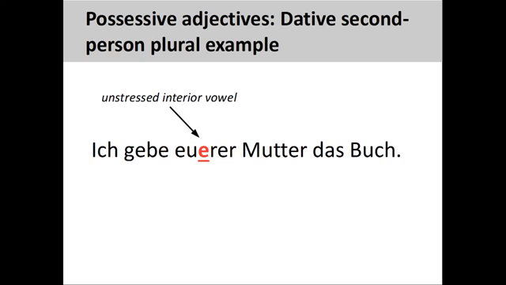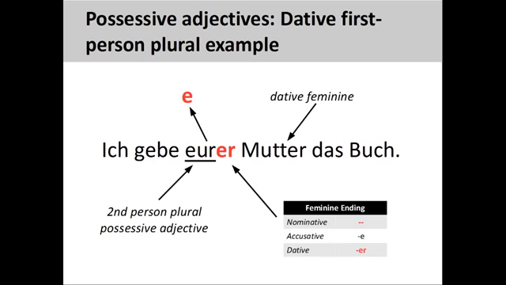We have, however, the same difficulty from the prior sentence. The interior e is difficult to pronounce. We can again drop the interior e, Ich gebe eurer Mutter das Buch, which makes the sentence much easier to pronounce.